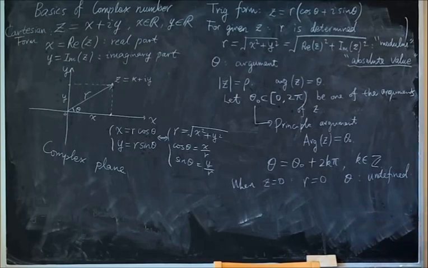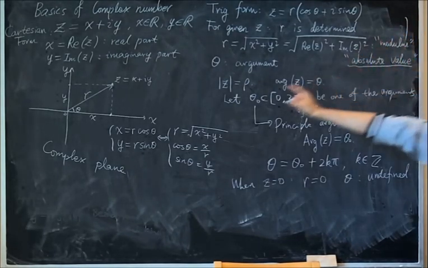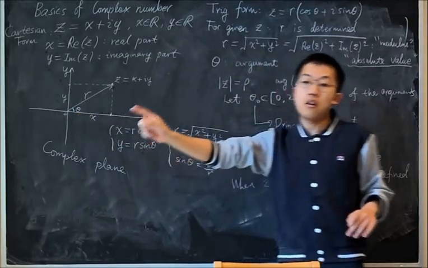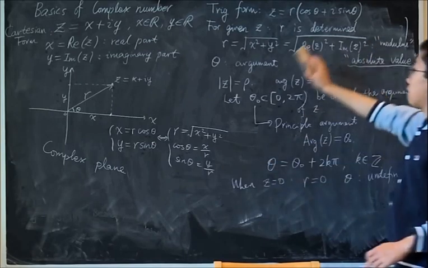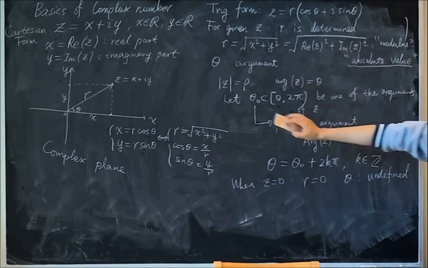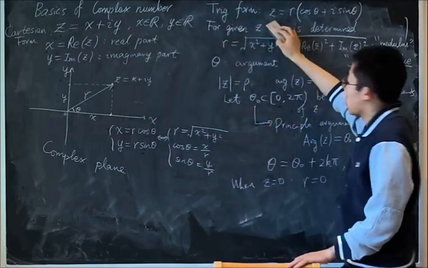And sometimes we will also use something infinitely far away. So for complex numbers that are infinitely far away from the origin, we'd say that R is positive infinity, and we also don't talk about the argument. Okay, so this is the very basic geometrical form, the Cartesian form and the trig form.